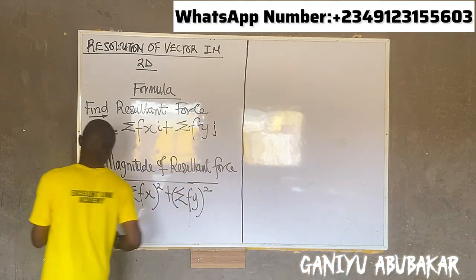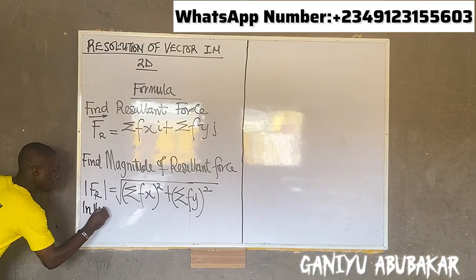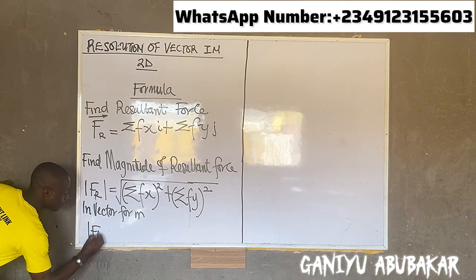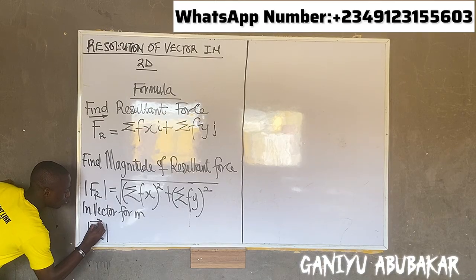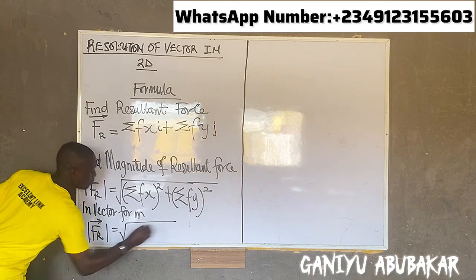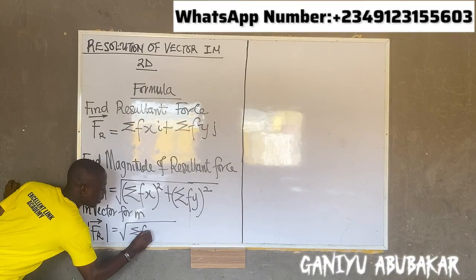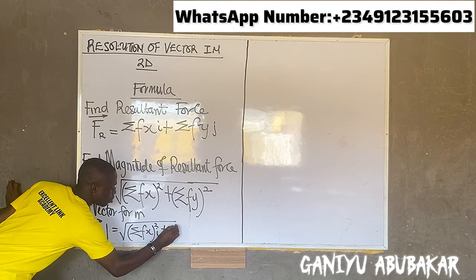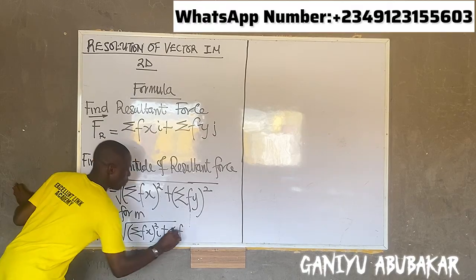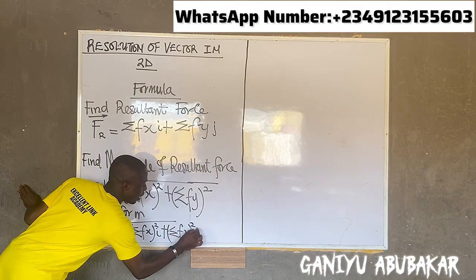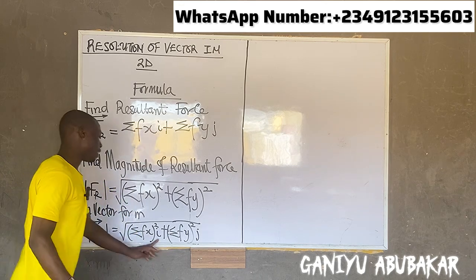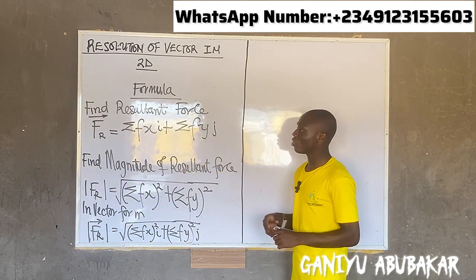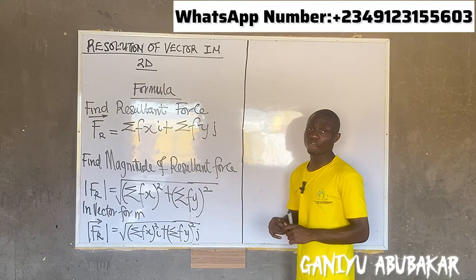In vector form, that gives you the magnitude of Fr equal to the square root of summation F of x all squared attached to i plus summation F of y all squared attached to j. This is the vector form expression. So this is how this concept works. Note these two formulas.